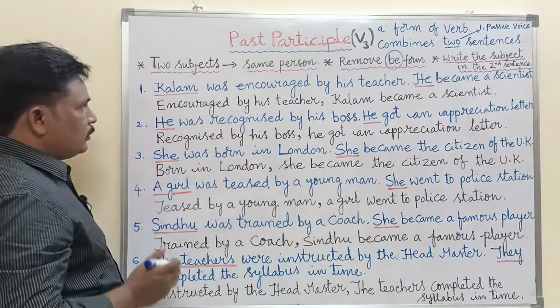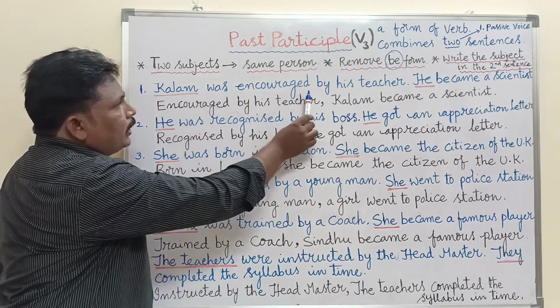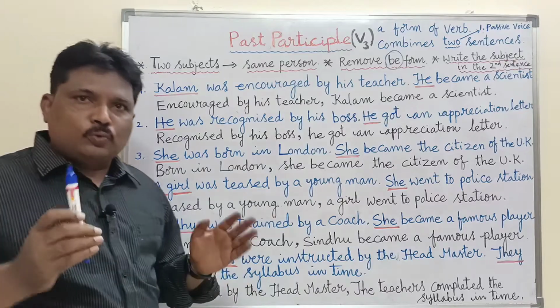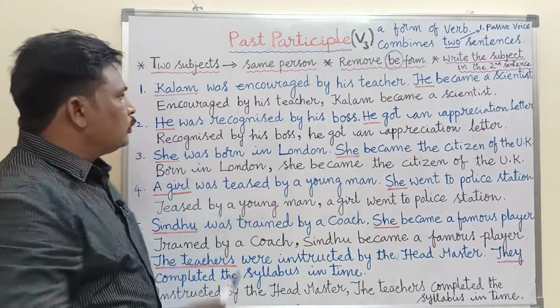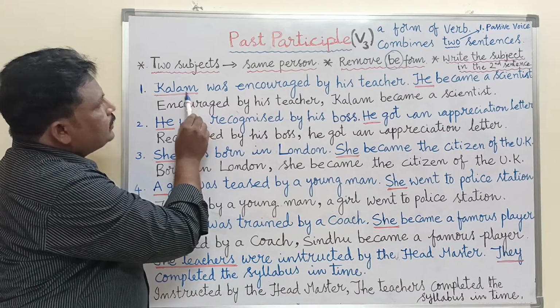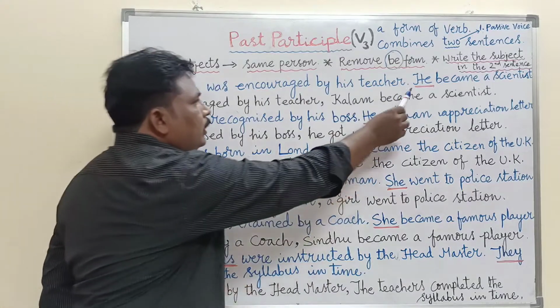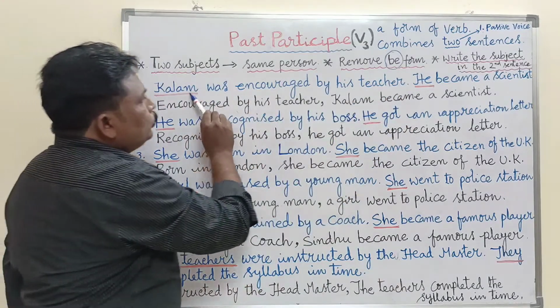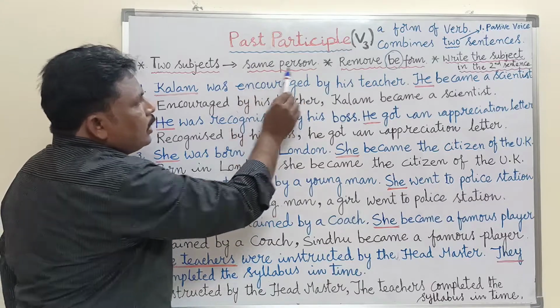Look at the examples. First example: Kalam was encouraged by his teacher. This is one sentence. Full stop. He became a scientist. Full stop. So in the first sentence, the subject is Kalam. In the second sentence, the subject is he. Here he is Kalam. So two subjects of the two sentences refer to the same person.